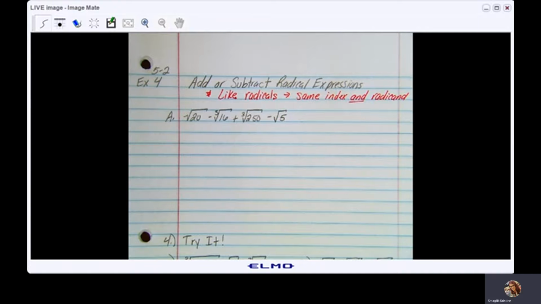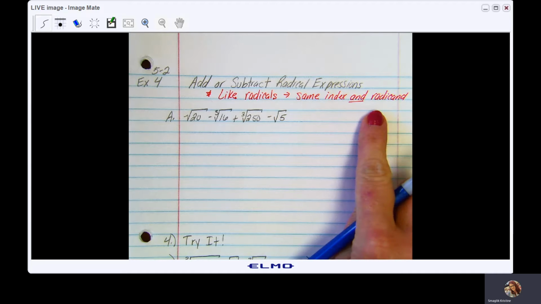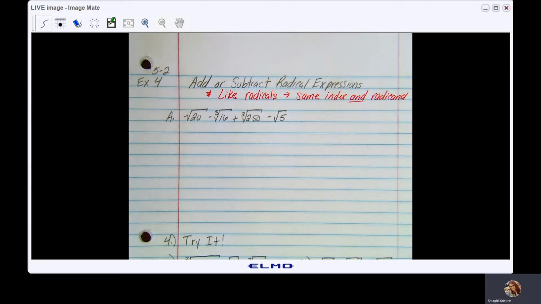Let's take a look at adding and subtracting radical expressions. You could almost think about this as adding or subtracting like terms. So what we want is like radicals. In order to combine them, to add them, to subtract them, we need to have the same index and the same radicand.